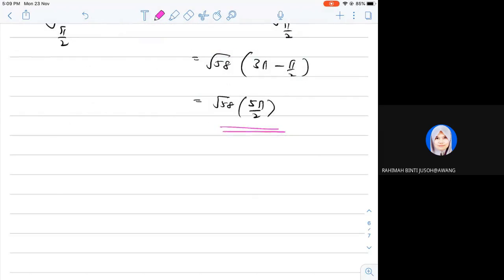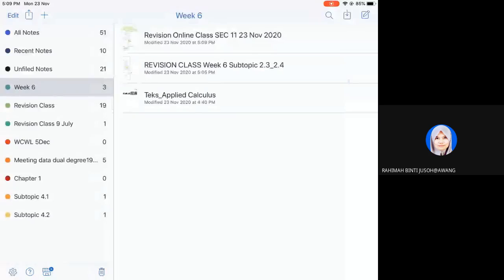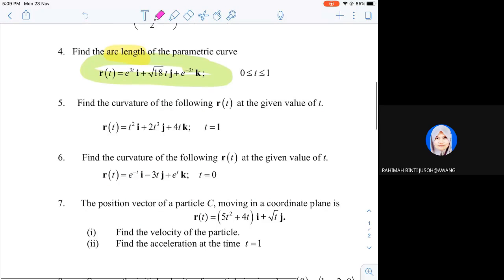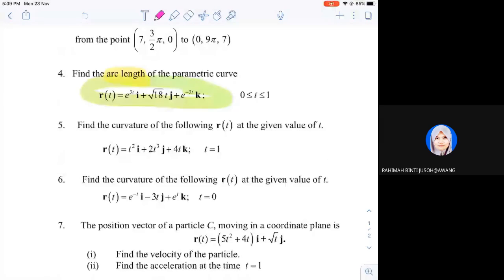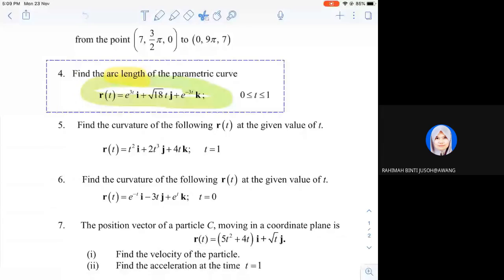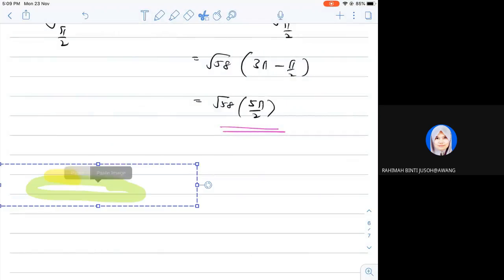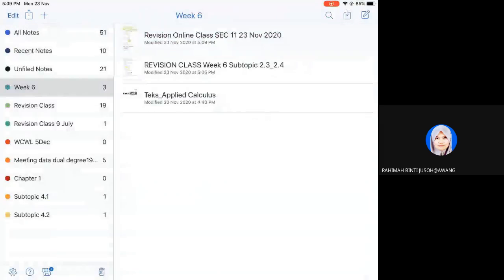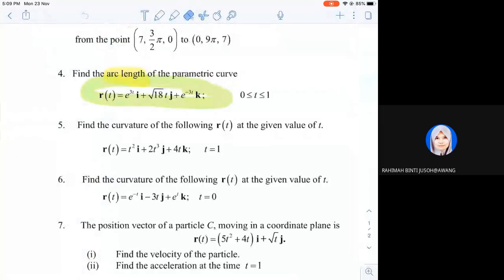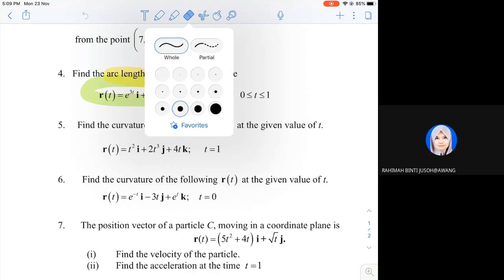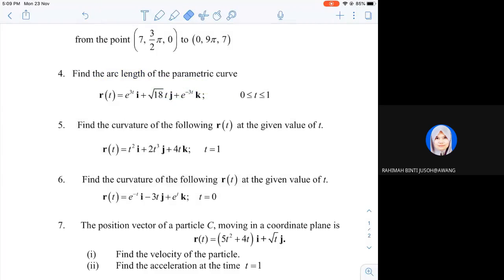Okay, good. So next question. Let us do question number 4. Okay guys, question number 4. I have to erase all of this, and then I have to cut this again. Question number 4.